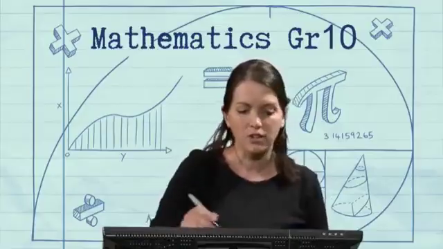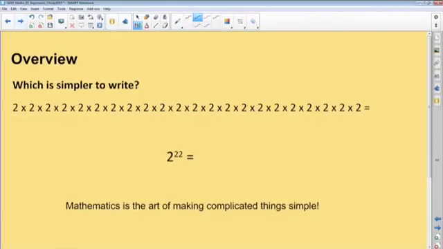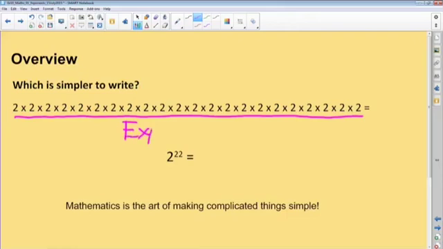So over here we have 2 times 2 times 2 times 2 times 2 times 2, and if we were to count them all up, we would find out that we had 22 2's multiplied by each other. Now this is called expanded form, or expanded notation.